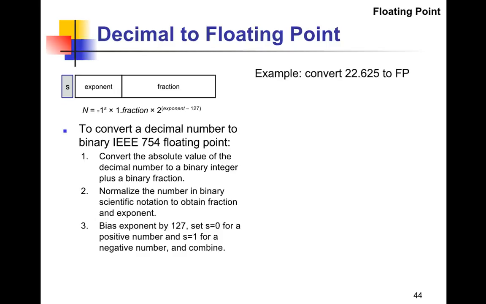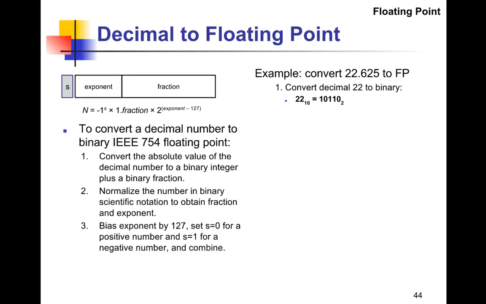So here's an example. We want to convert 22.625 to floating point. So first of all, we convert that 22 to binary, and that's given right there, 10110. You can do that by the division process we talked about, or notice that it's 16 plus 6.